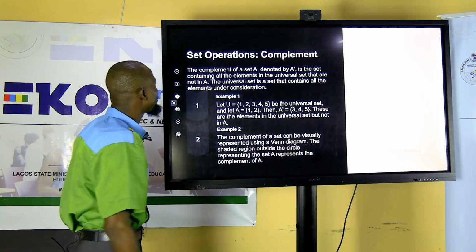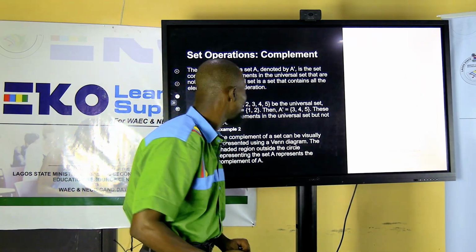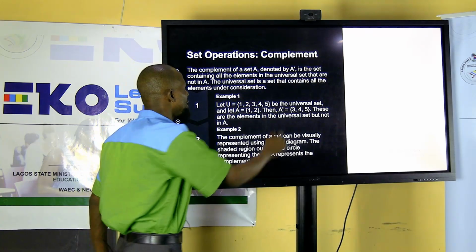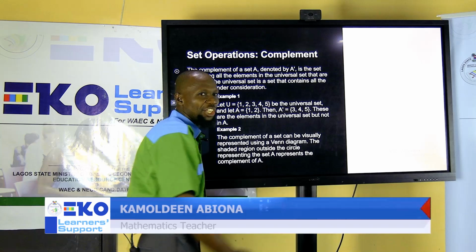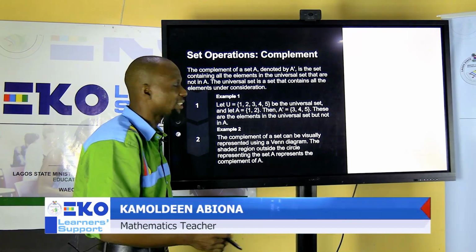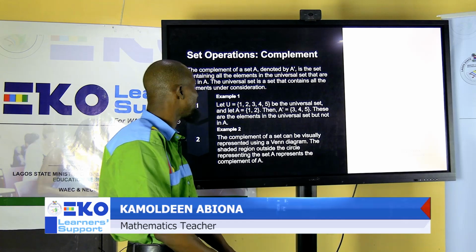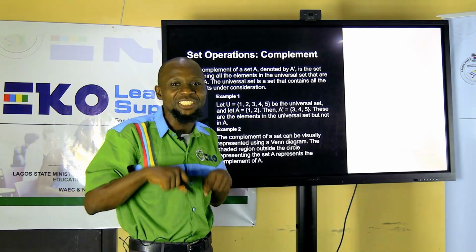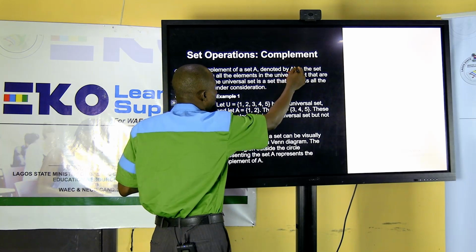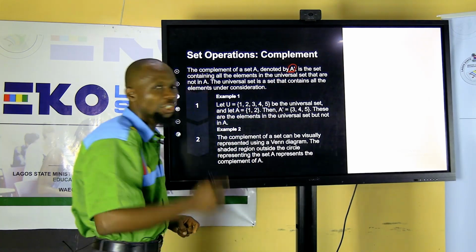Now, the next one is complement of a set. What do we mean by complement of a set? The complement of a set, denoted with A prime or A complement, is the set of all elements that are in the universal set but are not in A. Another name for that is not A, but in the universal set.